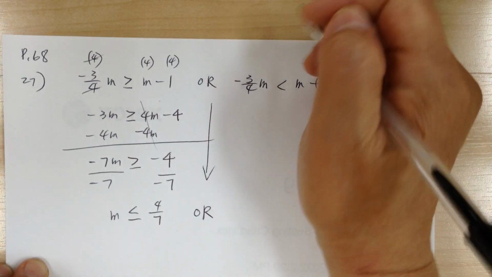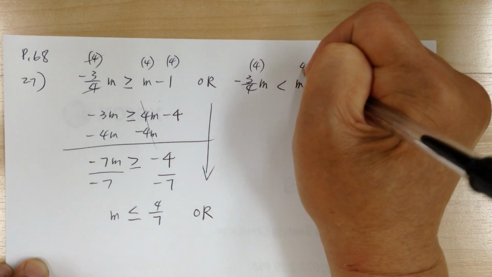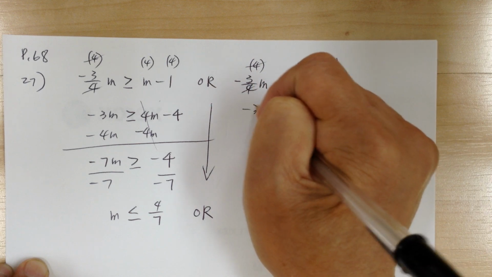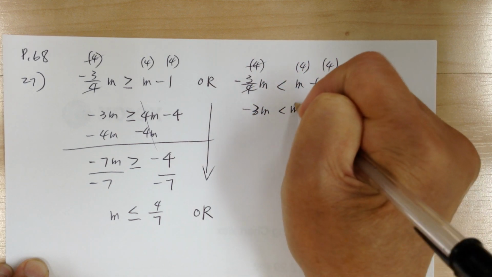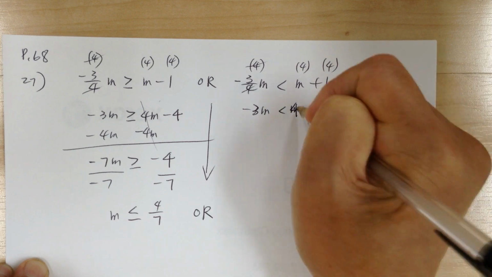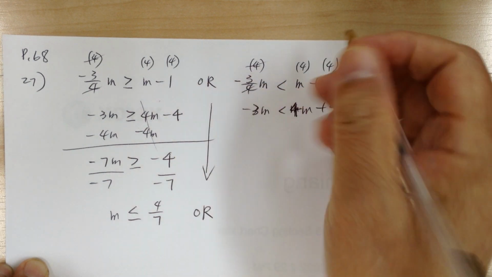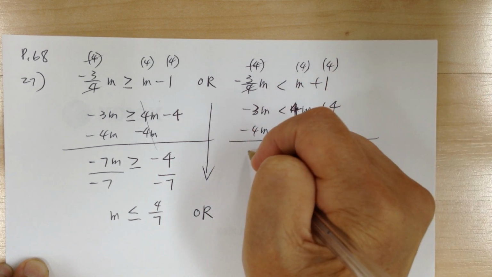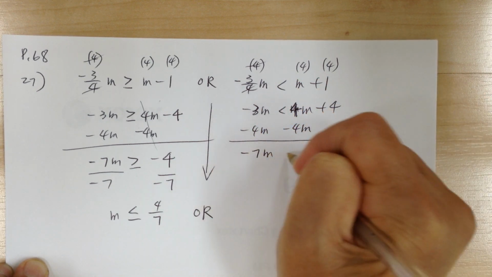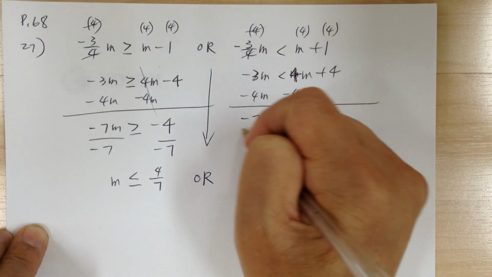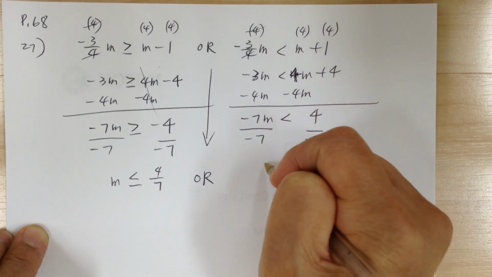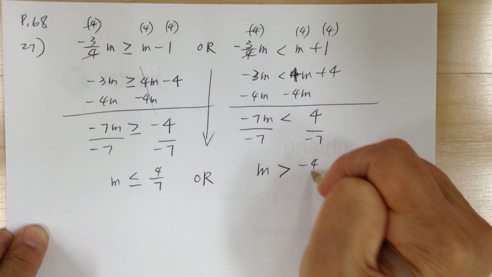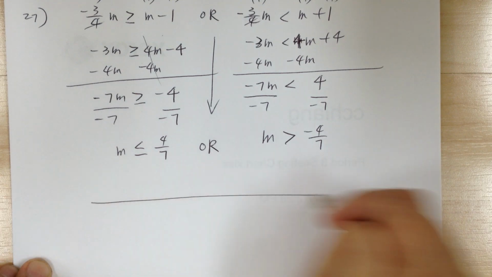Now this one, same thing. I'm going to multiply by 4 on every term. So this will cancel out. So I've got minus 3m is less than 4m plus 4. I'm going to move this over, so minus 4m, minus 4m. So I get minus 7m is less than 4. Divide by negative 7, divide by negative 7. So m, now again, when you divide by a negative number, you change the direction. Okay, so now we're ready to graph.